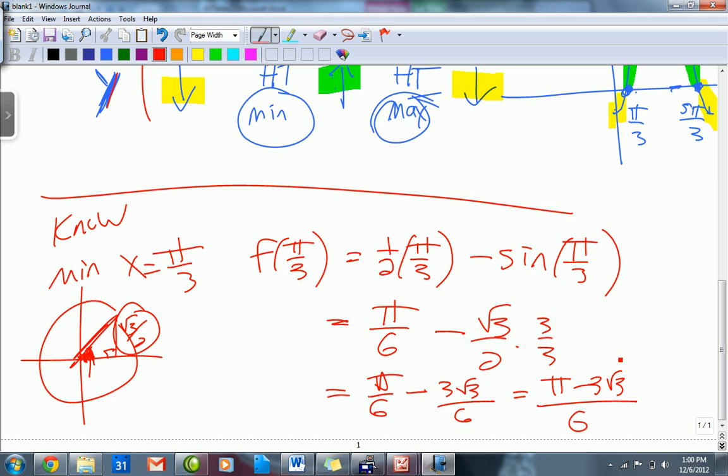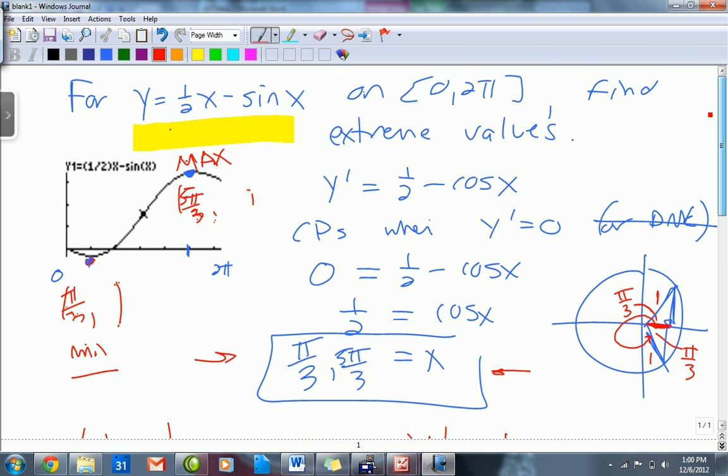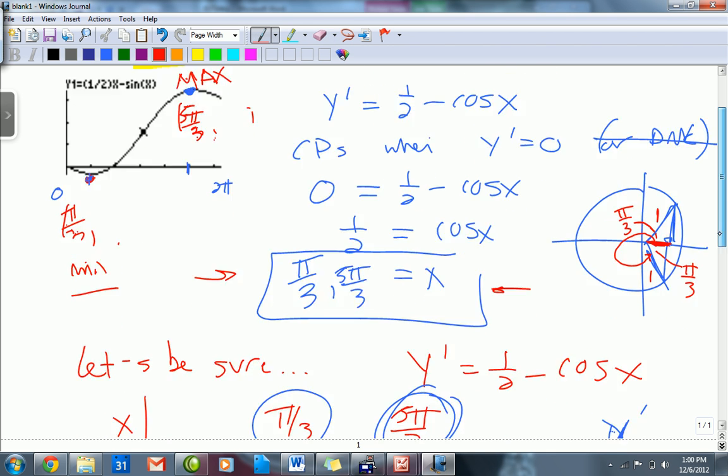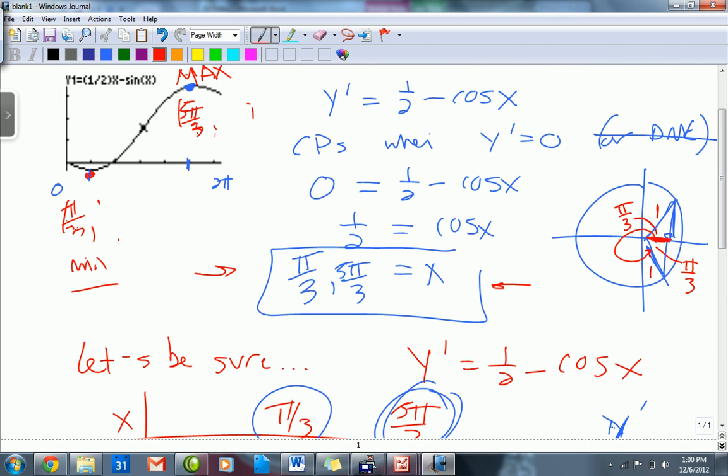Okay. So what that means is this actually is the minimum value, right? It happens here when x is pi over 3. But the minimum value that this function attains over the closed interval 0 to 2 pi is, let's go back, I forgot what it is, that y value, pi minus 3 root 3 over 6. Okay? This here is the minimum value. Of course, it's the y value.